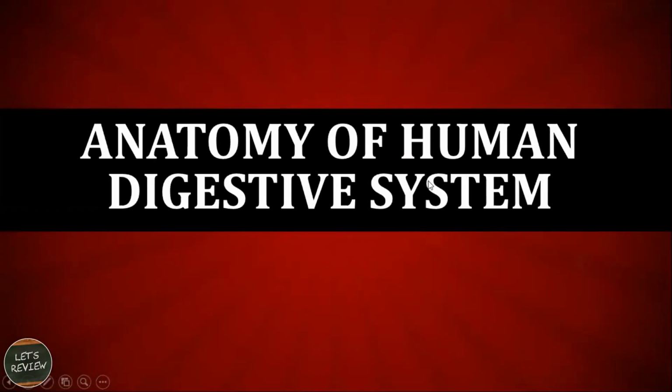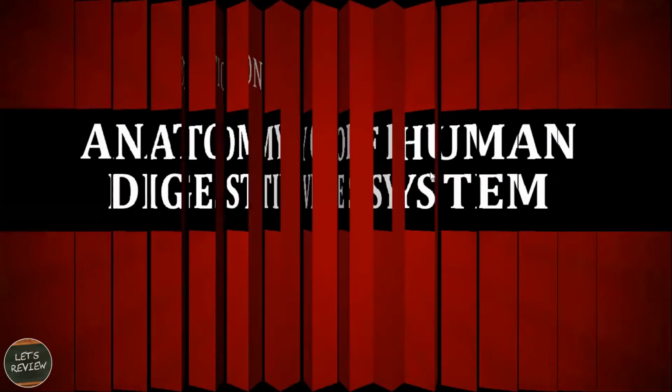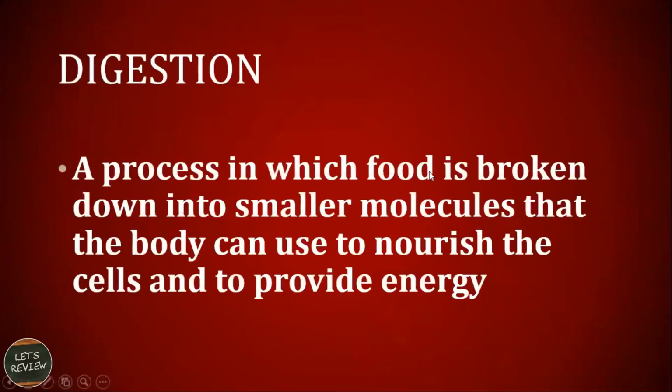Anatomy of the human digestive system. Digestion is a process in which food is broken down into smaller molecules that the body can use to nourish the cells and to provide energy.